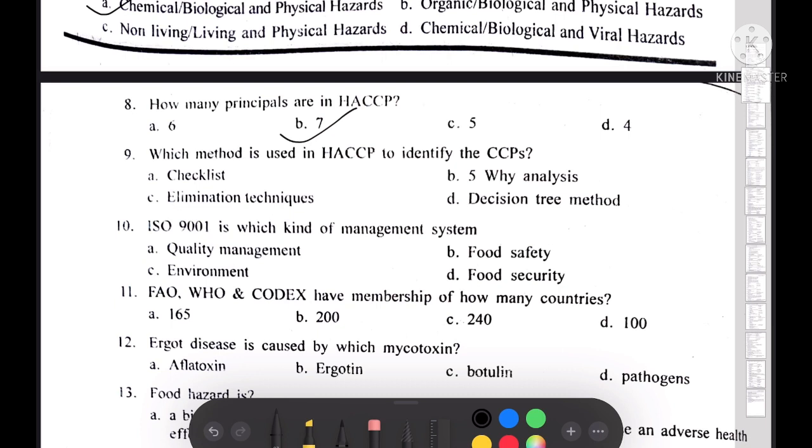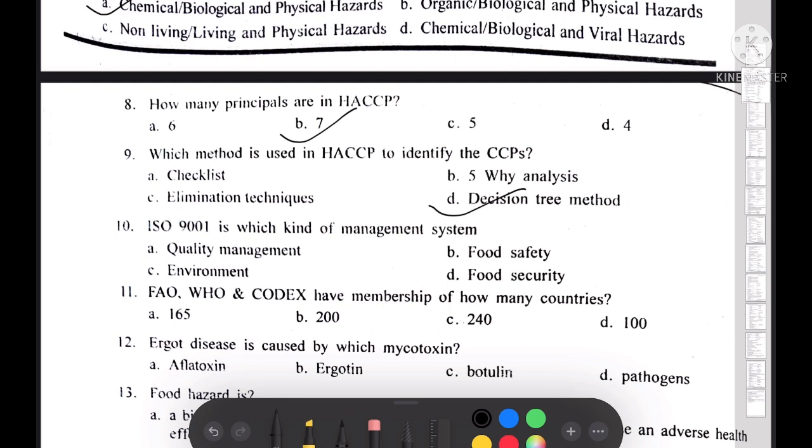Next, which method is used in HACCP to identify the CCPs? The options are checklist, 5 why analysis, elimination technique, or decision tree method. The decision tree method is used to identify the CCPs in HACCP. CCP stands for critical control point. A CCP is a point where control can be applied to food handling processes to reduce and prevent hazards from occurring. This control point will apply to biological, chemical, physical, and allergenic hazards which have been identified.